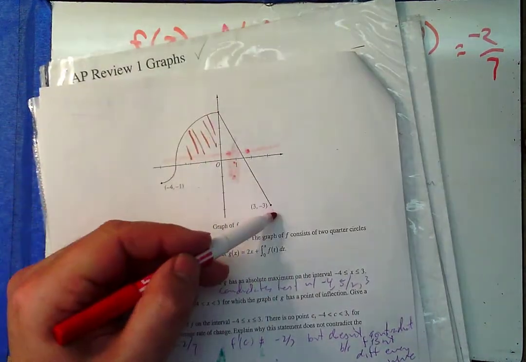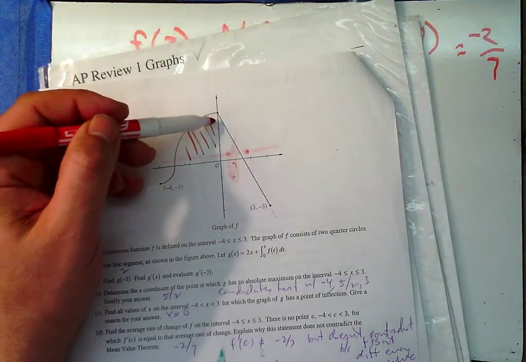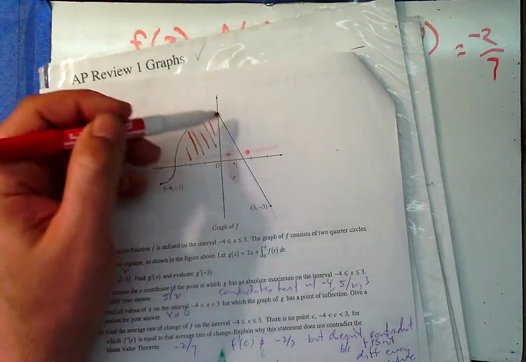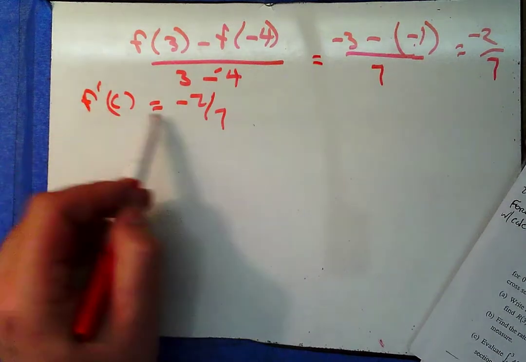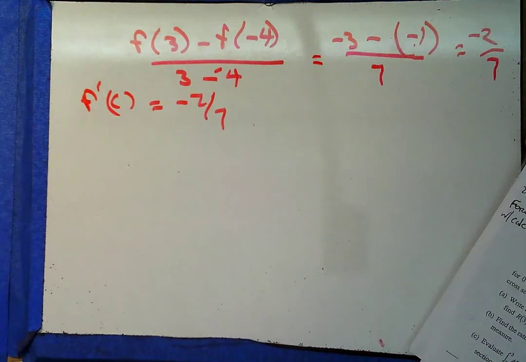I have a negative slope here, but this negative slope we determined a while ago was down 6 and over 3. The slope is negative 2. So f never takes on the slope of negative 2/7. And they say explain why this statement does not contradict the mean value theorem.